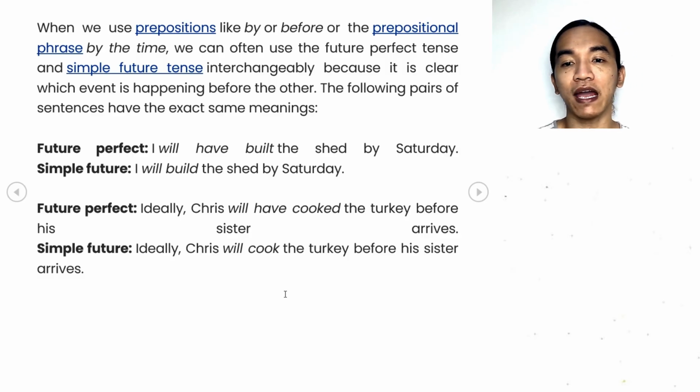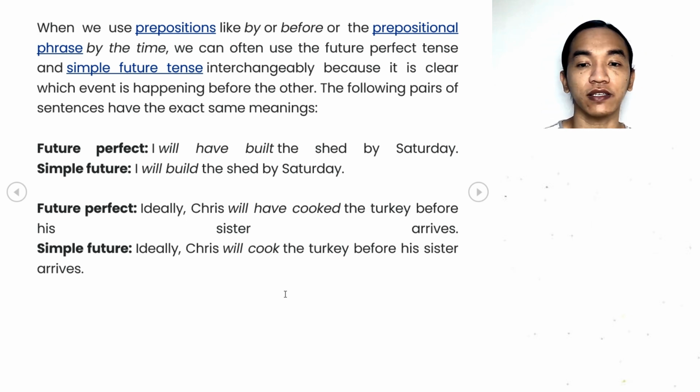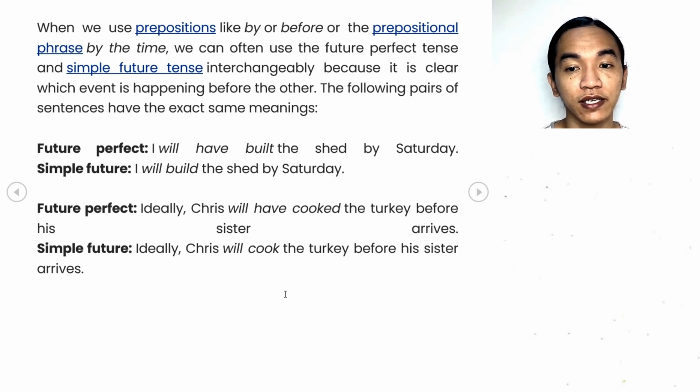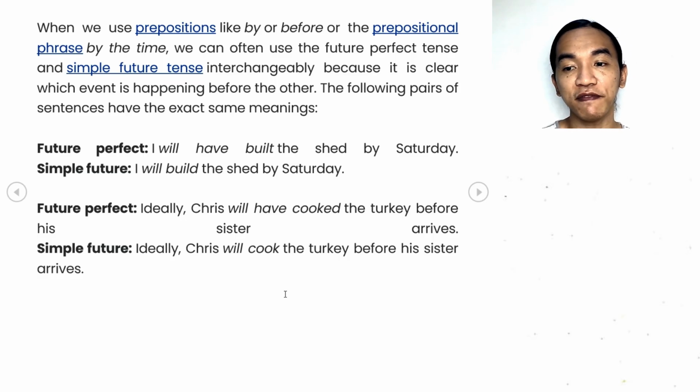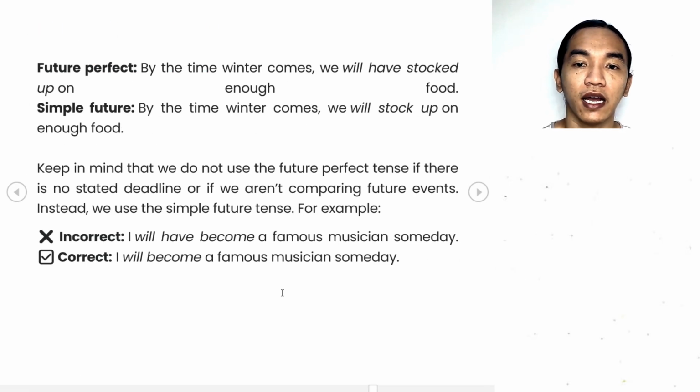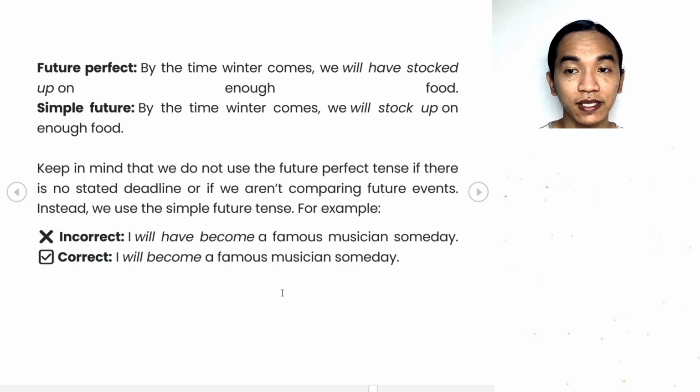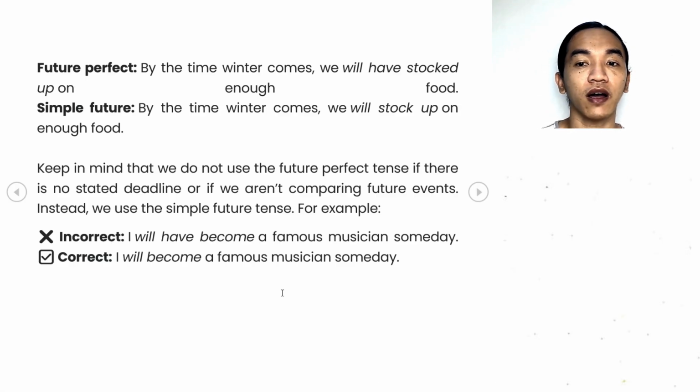For example, I will have built the shed by Saturday. Before, I will build the shed by Saturday. Before Saturday. Ideally, Chris will have cooked the turkey before his sisters arrive. Okay, ideally, Chris will cook the turkey before his sister arrives. Okay, so we just have it here. Okay, next one. By the time winter comes, we will have stocked up on enough food. By the time winter comes, we will stock up on enough food.